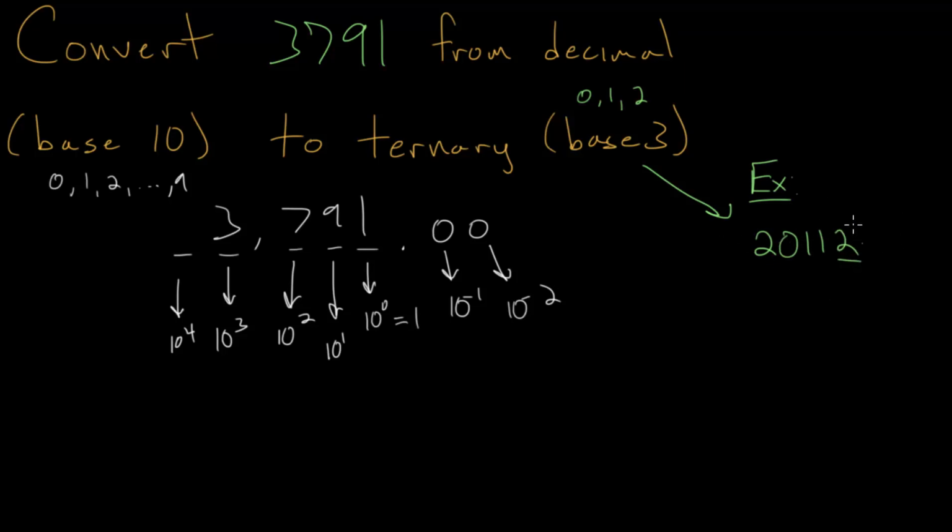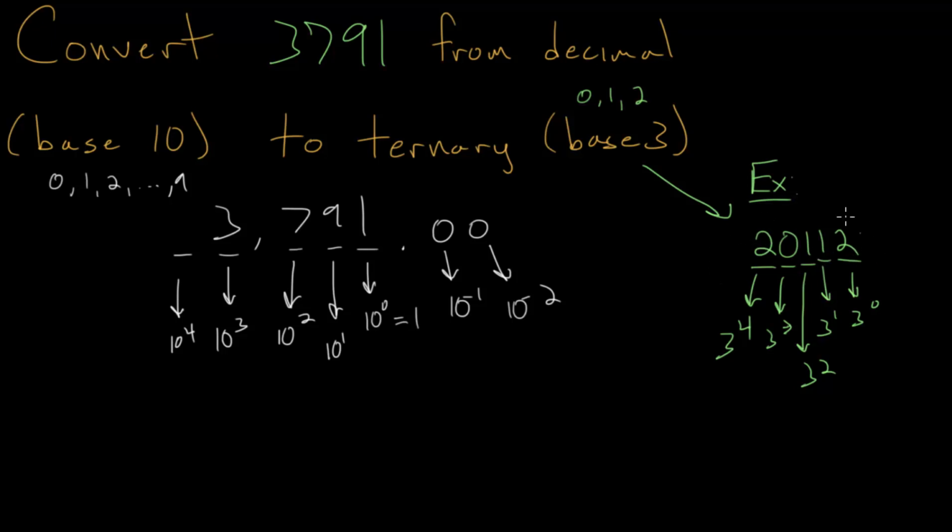then this number in base 3, this would be the 3 to the 0 power place. This is the 3's place, so the 3 to the first place. This would be the 9's place, or 3 squared place. This would be the 3 cubed, or the 27's place. And this right here would be the 3 to the 4th, or 81's place.